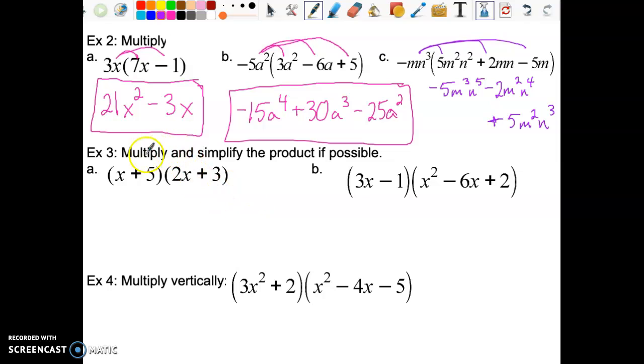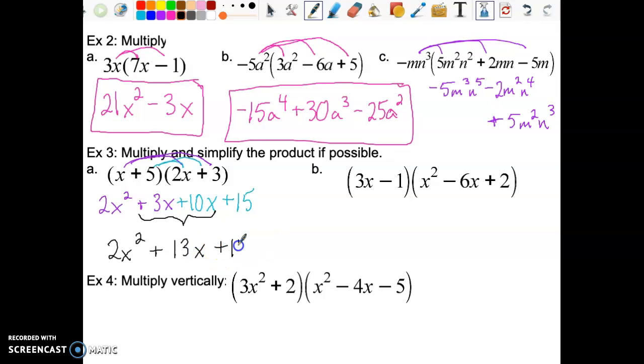As we move on to the next thing, when you have two binomials, you just have to distribute each individually. And then 2x squared plus 3x, and then distribute the 5 to each term. So plus 10x plus 15. You probably notice that there's like terms. That's why it says simplify if possible. Can't combine the 2x squared with anything, but you can combine the 3x and 10x to get this answer.